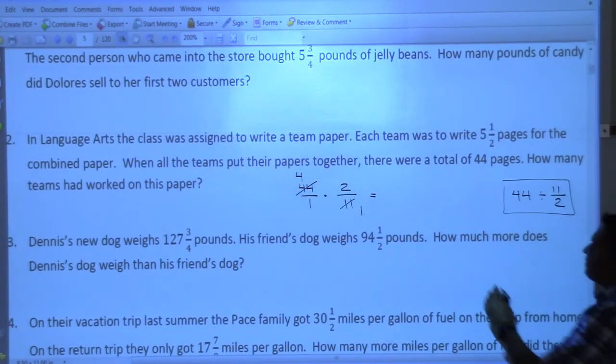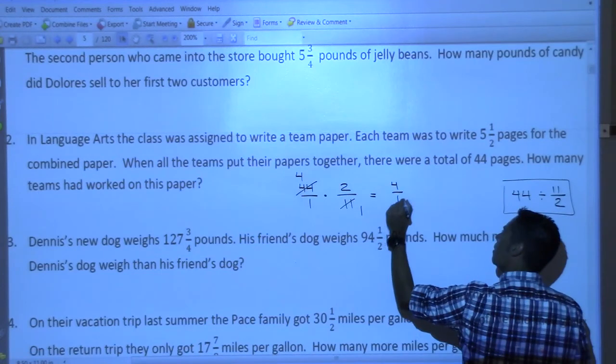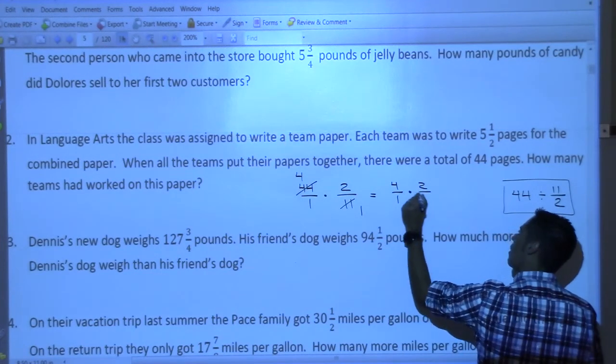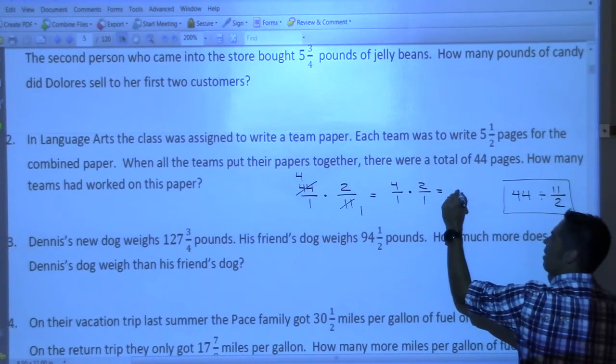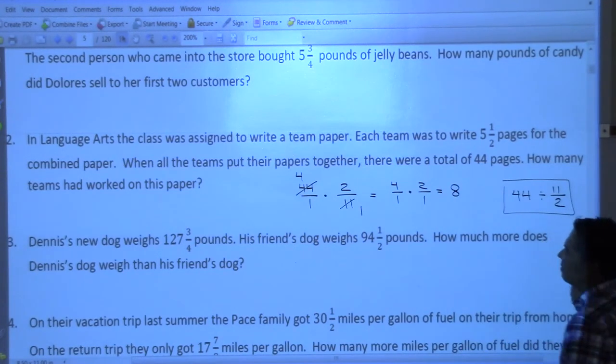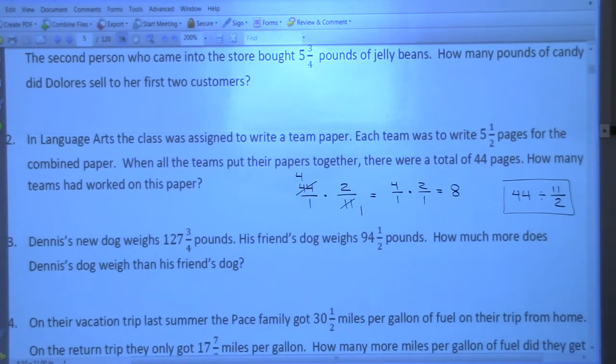And so this is really 4 over 1 times 2 over 1, which is really just what? 8, right? 8 over 1, which is 8. And 8 what? Teams. 8 teams.